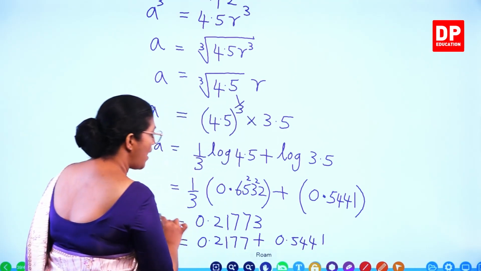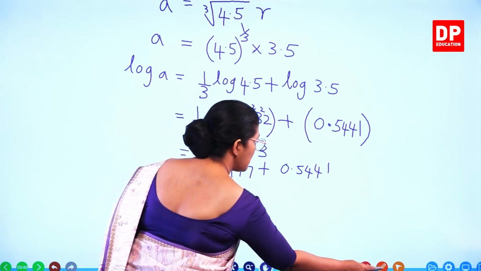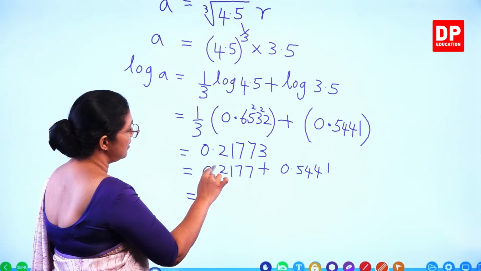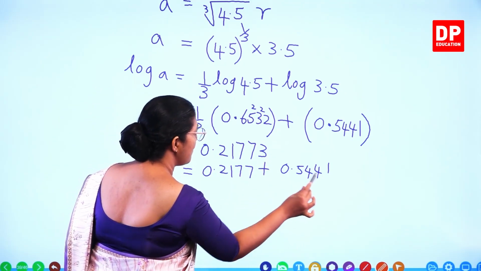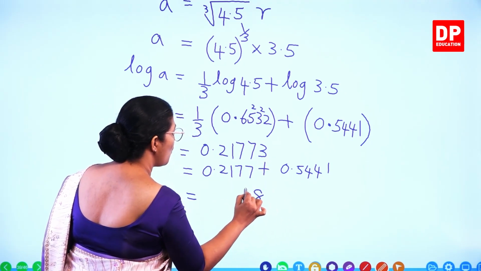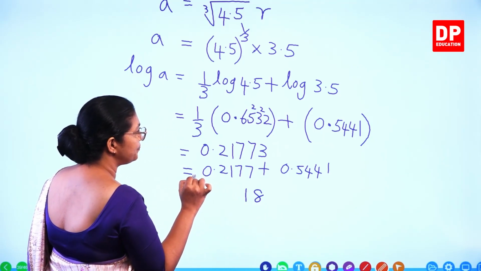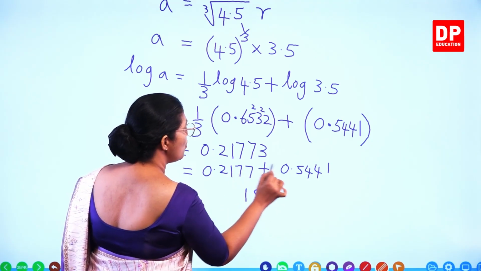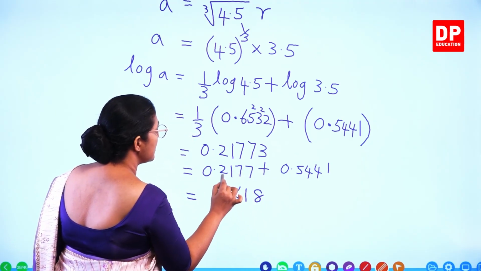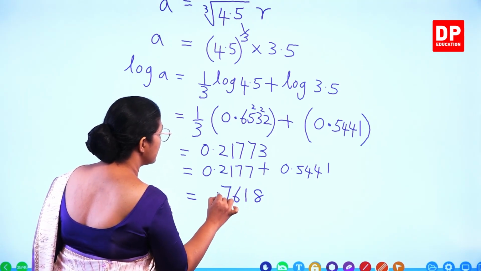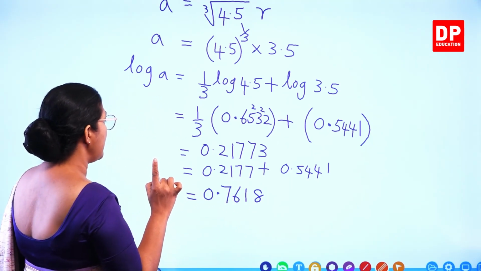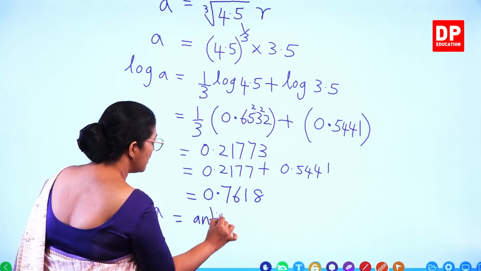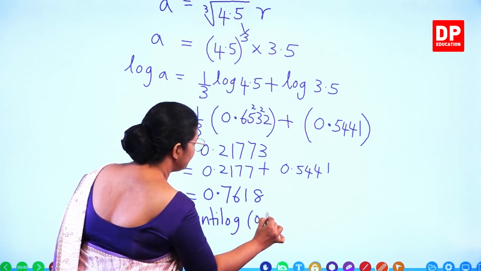0.5441. Now add the 2 decimals. If you can't add it this way, you have to write in a column. 7 plus 1, 8. 7 plus 4, 11. 1 remaining. 2 plus 4, 6. And this 5 and 2, 7. 0.7618. Now, to find a, you have to consider the antilog value of this.